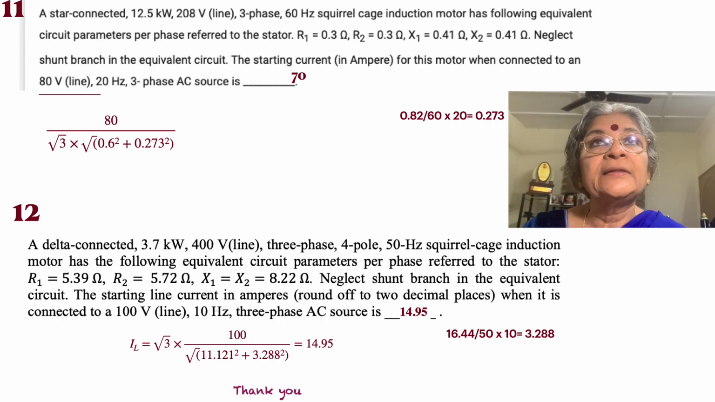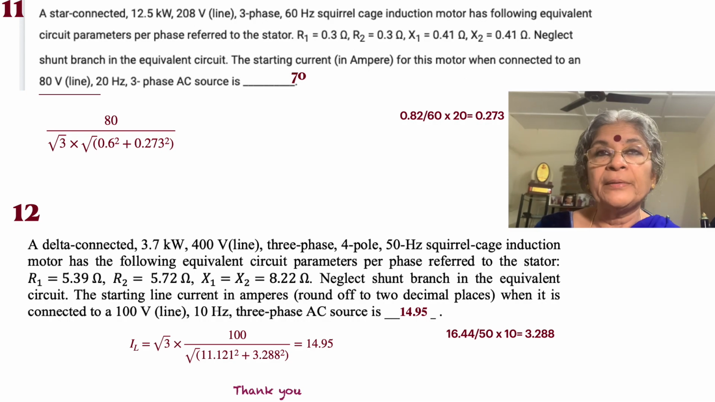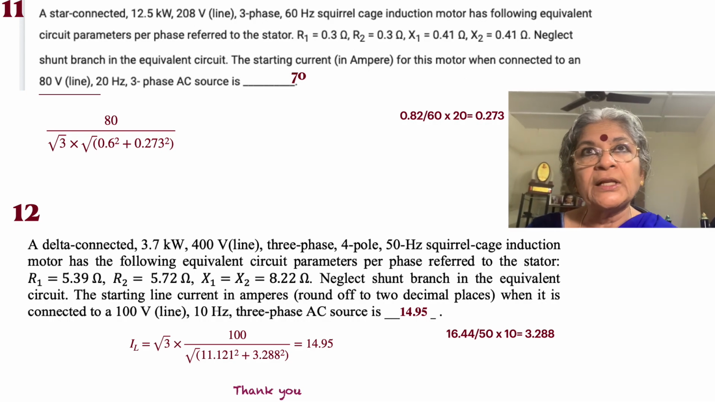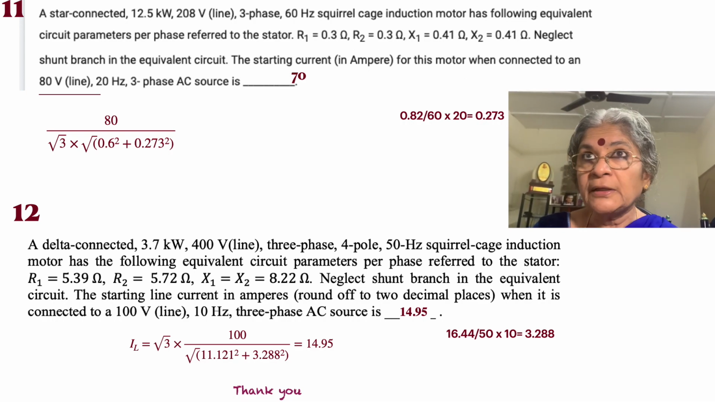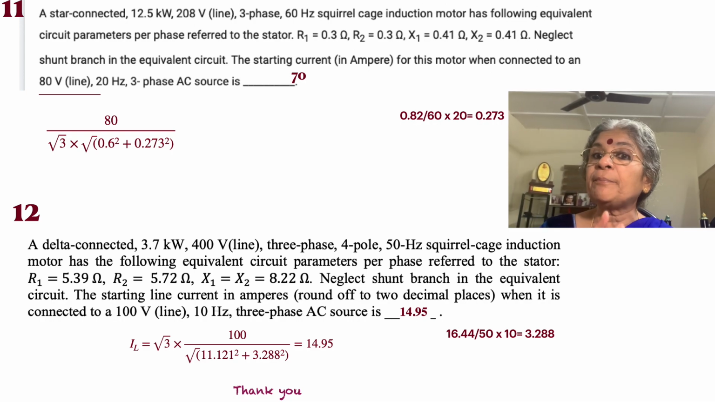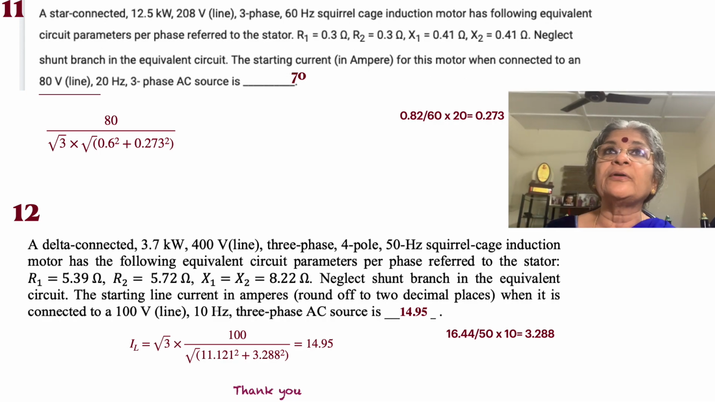So how do you calculate the per phase current? It's the per phase current which is flowing through each of the stator windings. We have 80 divided by root 3, since it's a line voltage, divided by the impedance. We have 0.3 plus 0.3, the resistance component, so 0.6 square. Then we have 0.41 plus 0.41, that is 0.82, but 0.82 is applicable to 60 hertz. So you divide by 60 and multiply by the new frequency, 20. So 0.82 divided by 60 into 20 is equal to 0.273, square.